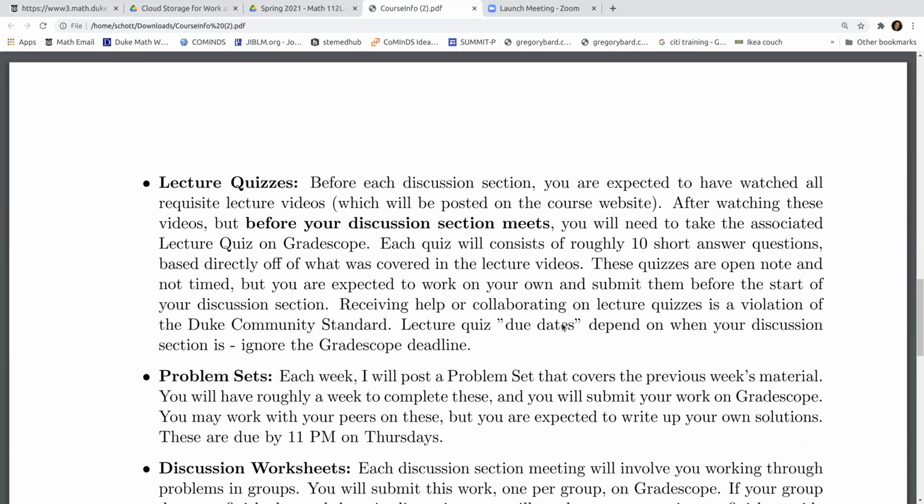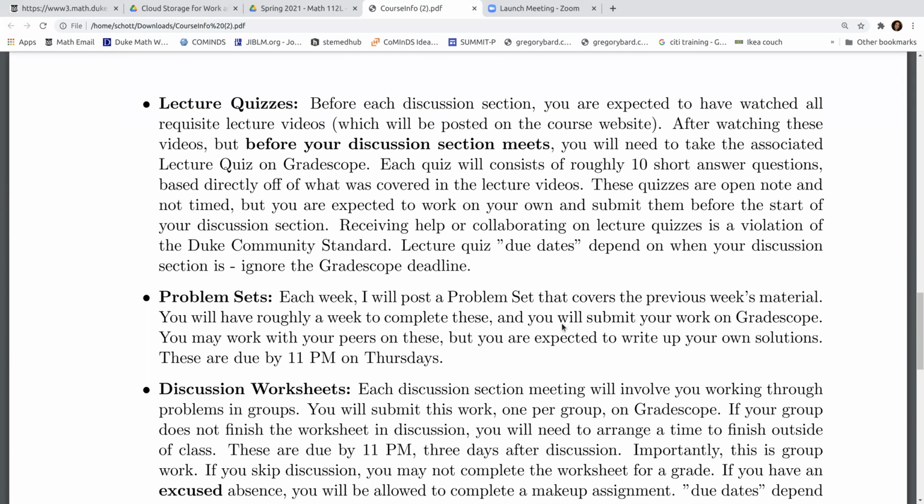So what are these categories? One of them is lecture quizzes. After you watch the videos, but before your discussion section meets, you want to take the associated lecture quiz. That's going to be on Gradescope. You'll see on the schedule on my website that it's linked. You can click on the line that says lecture quiz. It'll take you to Gradescope. You have to click on the appropriate quiz. Unlike the other things, these are written into Gradescope so that they're automatically graded on Gradescope.